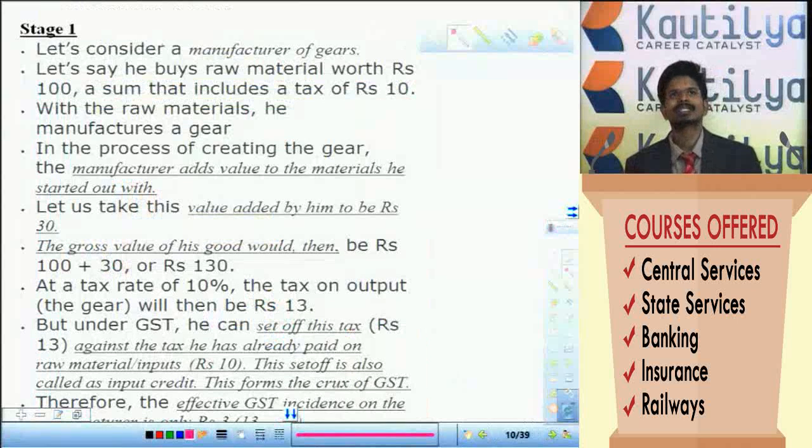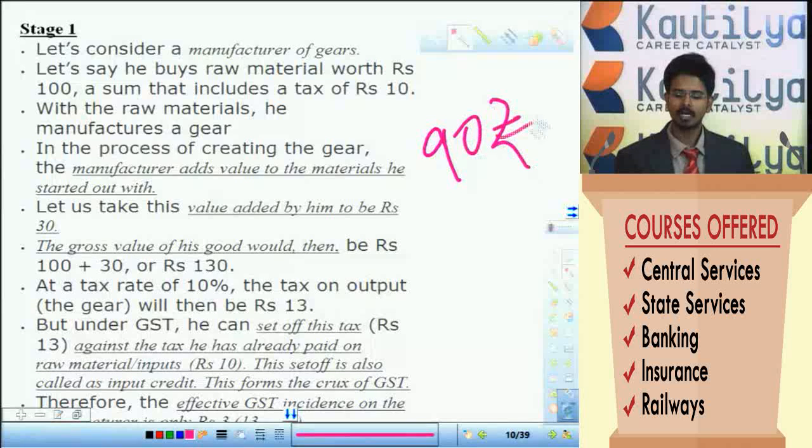So now let's consider a manufacturer of gears. In a factory, gears are being produced, gears which are used in automobiles like cars or motorbikes. A company like TVS is producing gears. Let's say the manufacturer buys a raw material worth rupees 100. This is just a hypothetical example for you to understand what exactly GST is going to change. Within this 100 rupees there is a tax of 10 rupees. So the actual price of the raw material is 90 rupees, and this 10 rupees is the tax.